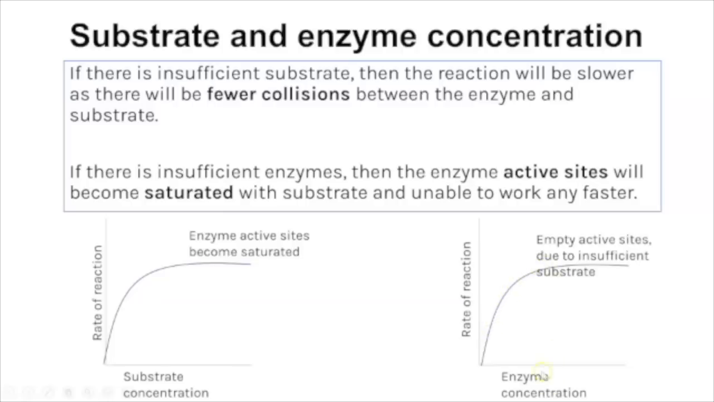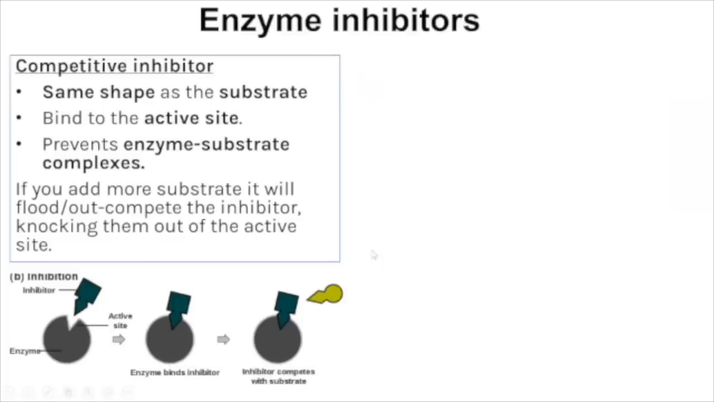However, you'll get to a point where if you keep adding more and more enzymes but don't add any more substrate, you'll just have a surplus of enzymes and there isn't any extra substrate for those enzymes to bind to, so the rate won't increase any further. The last one was the enzyme inhibitors.